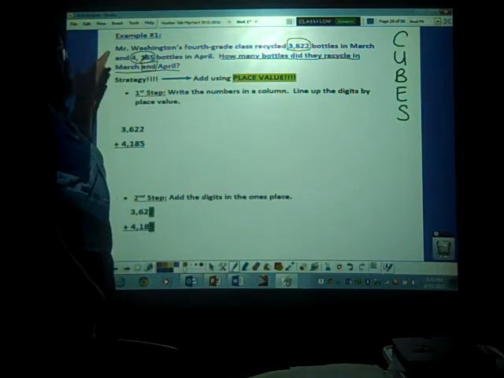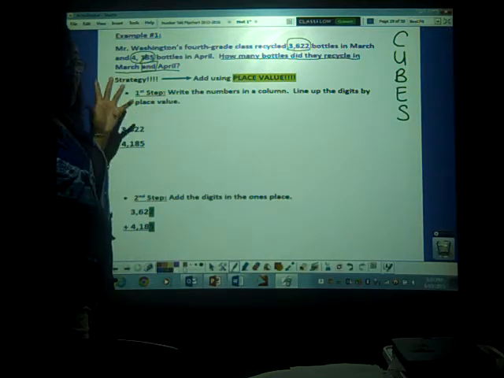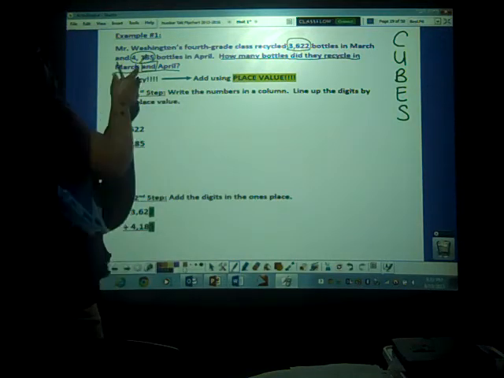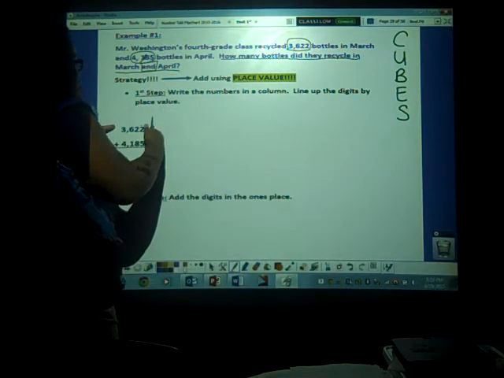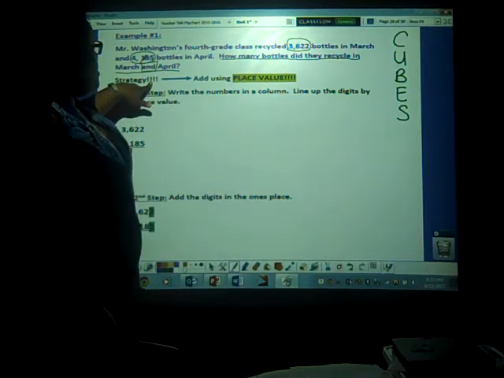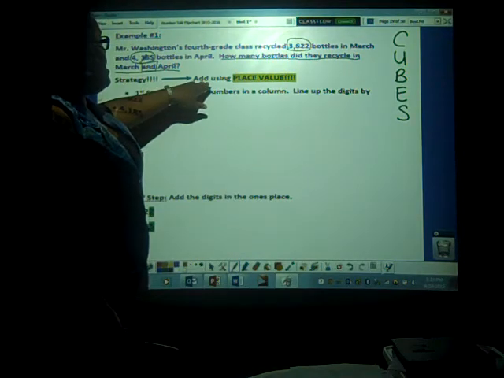That is the word that jumps out to me in this problem to let me know that I'm going to be adding two amounts together. The amount that I have in March and the amount that I get in April. So these are my two amounts right here. So the strategy we're going to focus on is using place value.